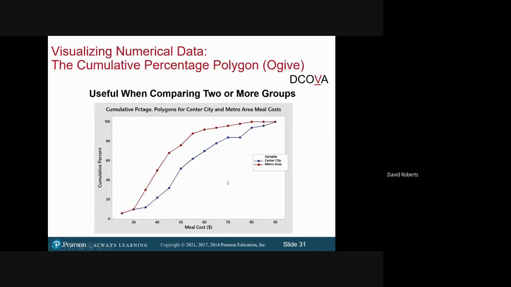This is an ogive. How do I know that? Because it totals to be 100. It's the cumulative frequency. So you can see where they separate, but they start off at the same point, and then they end at the same point. They will always end at 100%. But you can see very clearly in this case, the city center is below the metro area. So whatever this is measuring, meal costs in this case, it's cheaper in a city center than it is in the metro area. So if you're eating, where would you want to eat? Center city.